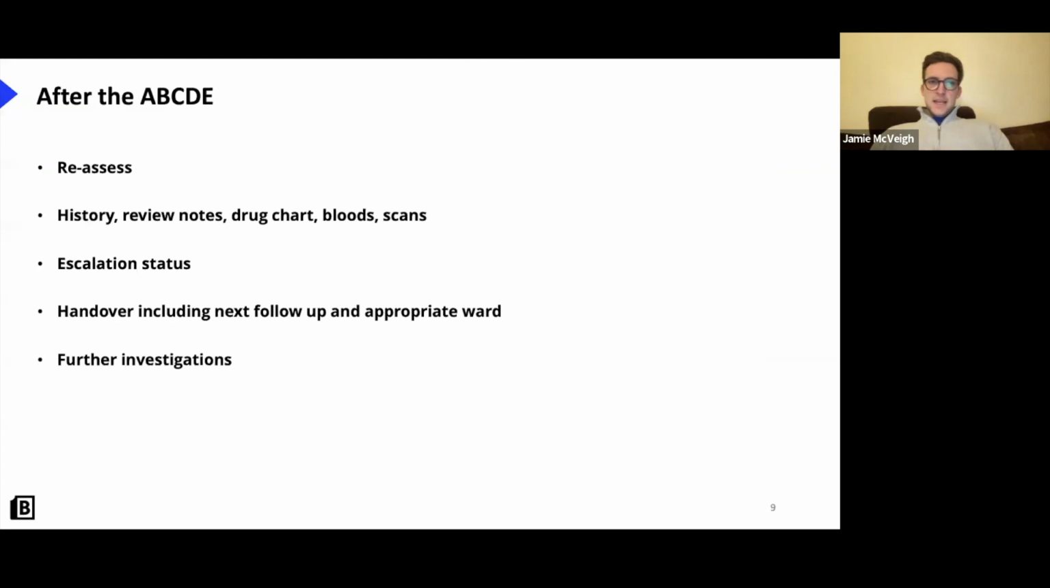So after A to E, reassess, look at all the notes, drug charts, scans, bloods, all of that sort of stuff. What's their escalation status? And then consider doing further investigations that you need, be that imaging, be that ECGs, be that bloods, gases, all of that. Okay.